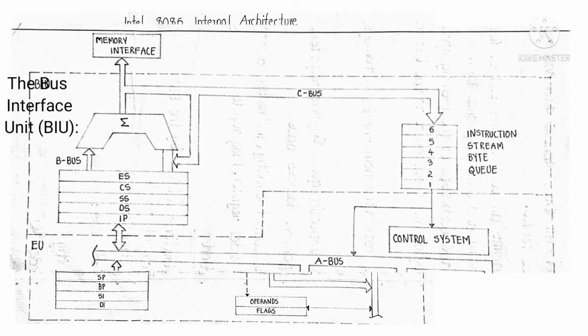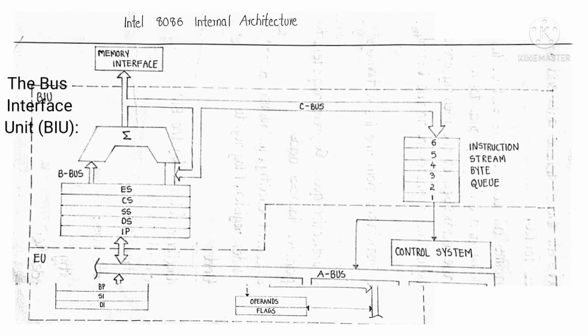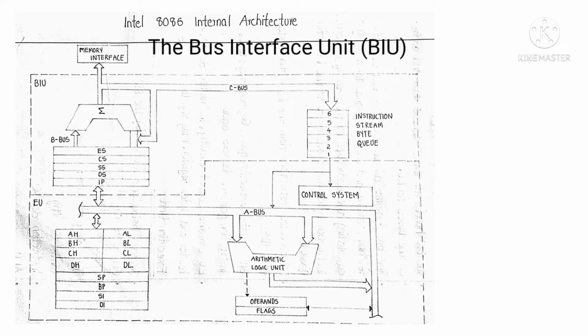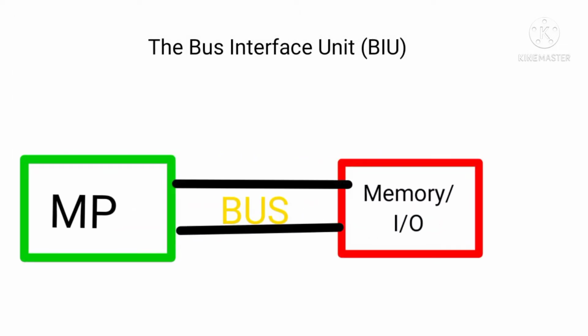Firstly, we will discuss the bus interface unit. From the name itself, we can understand that the bus interface unit acts as an interface. Interface of what? If we want to communicate from this microprocessor to external memory or IO devices, if we want to take some data or give some data to memory or IO devices, it acts as a bridge between this microprocessor and the memory and IO devices using its bus system.